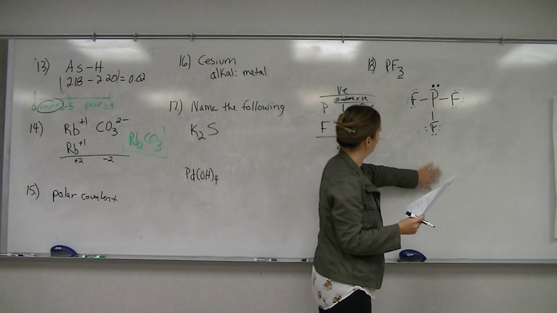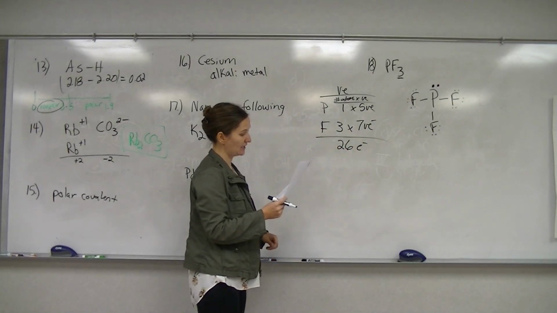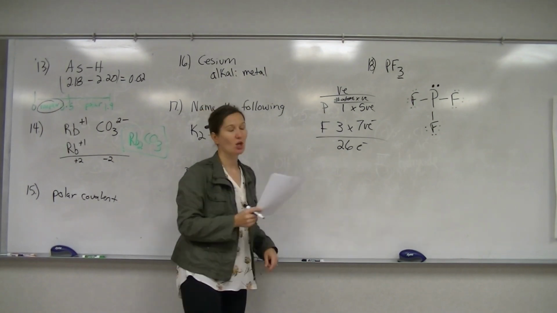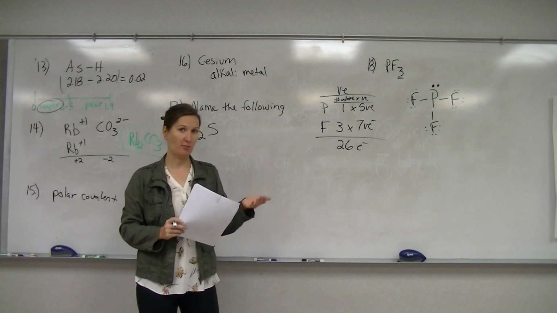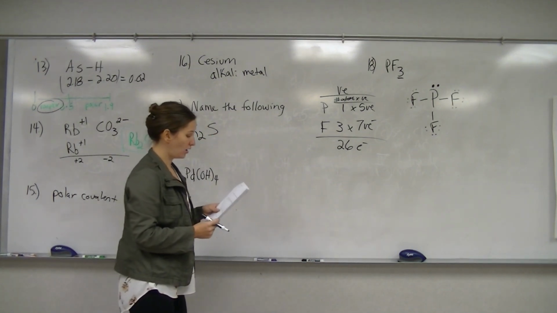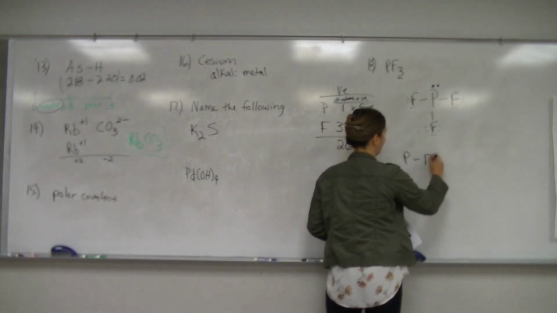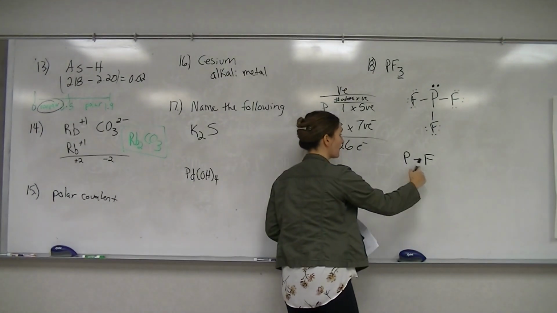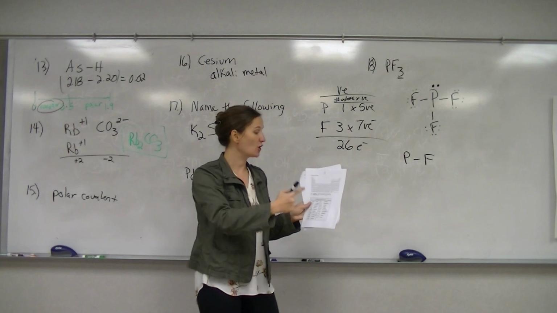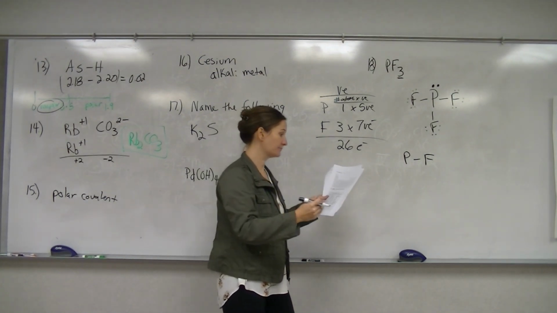Now, number 19 is saying the individual bonds for PF3 are blank and the molecule is blank. So what we're looking for here is polar or nonpolar. So to figure out if the bonds themselves are polar, so we're talking this bond here is a phosphorus fluorine bond, polar or not. You're going to use your electronegativity tables. You are going to subtract their electronegativities from each other and see what range they fall in.